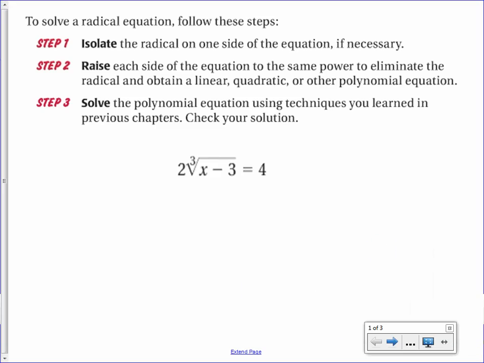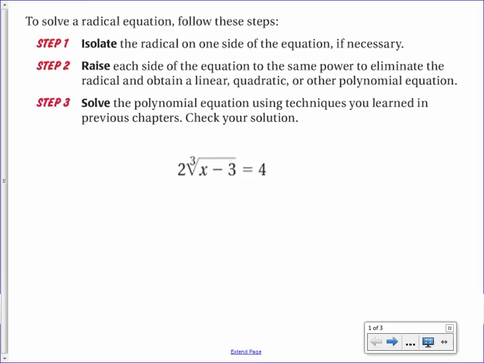Okay, we are going to use these steps to solve any equation that has a radical in it. If it's a square root or a third root or a fourth root, you can follow these same steps. Step 1, isolate the radical on one side of the equation. So what that means is you want only the radical, the root, to be on the left side of the equation, and anything else we want to be on the right side of the equation.